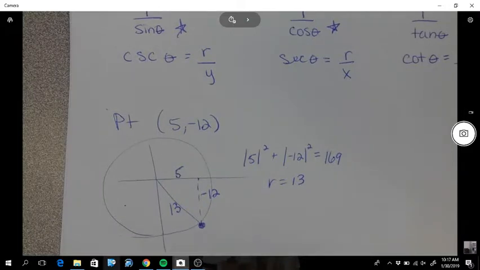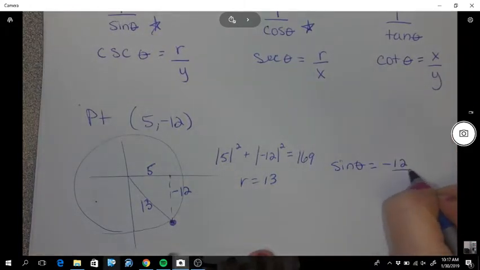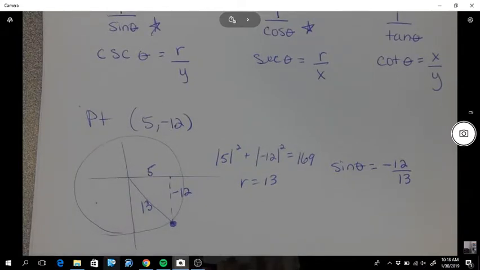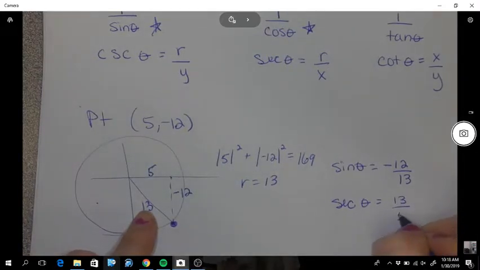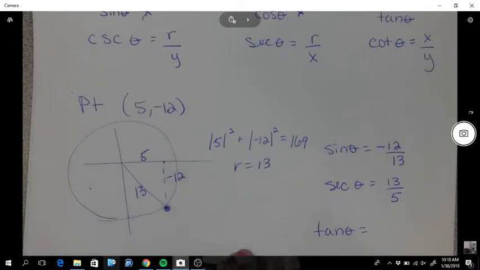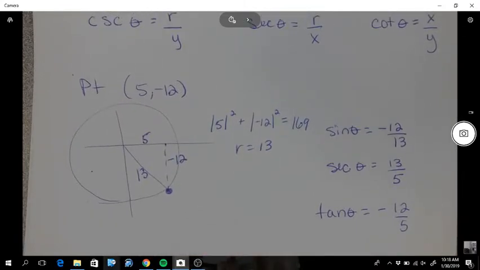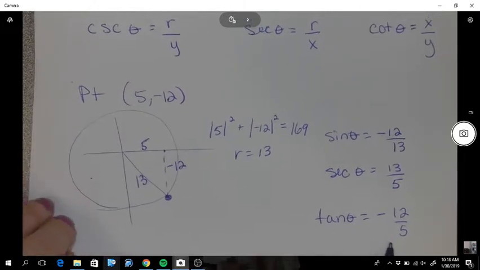Okay, so what if I asked you some trig values? What is the sine of the angle? Okay, so you would answer -12/13. What if I ask you for the secant of the angle? So now this is a new one from grade 11. We didn't do this one, so you just have to do the opposite of the cos ratio. So it would be 13/5. And the tan of the angle would be -12/5. Okay, does that make sense?